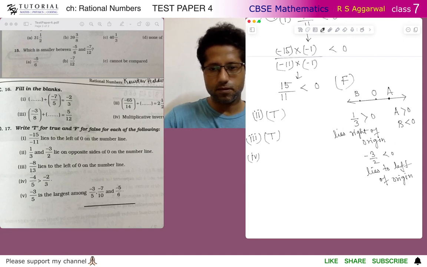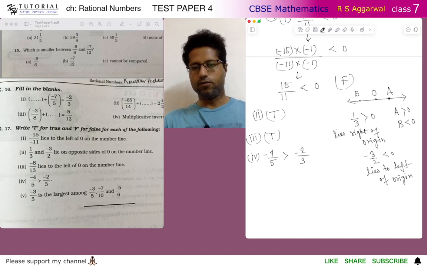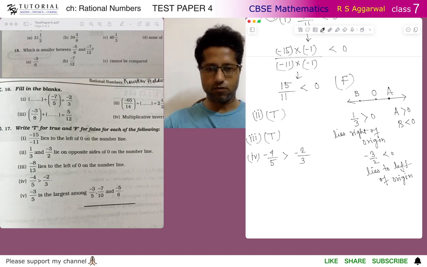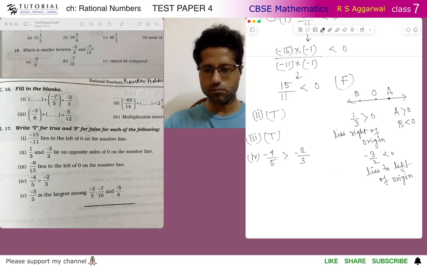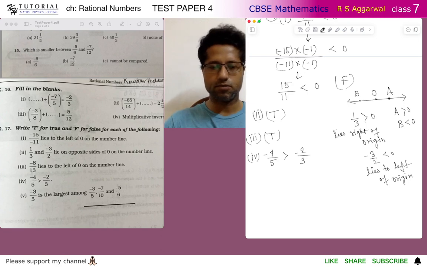4 is saying that minus 4 by 5 is greater than minus 2 by 3. So we have to compare and see whether the rational number minus 4 by 5 is greater than minus 2 by 3 or not. So we will compare minus 4 by 5 and minus 2 by 3. So what is the procedure for comparing?